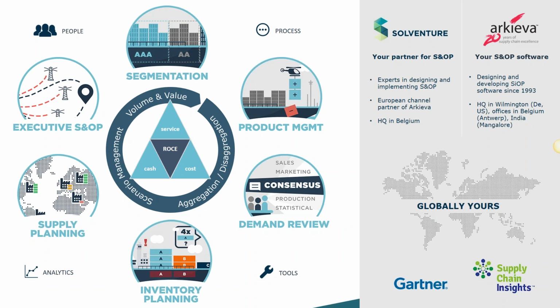The different aspects of the S&OP process are shown here in the circle, but today we'll be focusing on inventory planning, plus a short word on segmentation. What we see is that a lot of companies still use the same approach for all customers and all locations. And that's a wrong approach because customers are not equal.